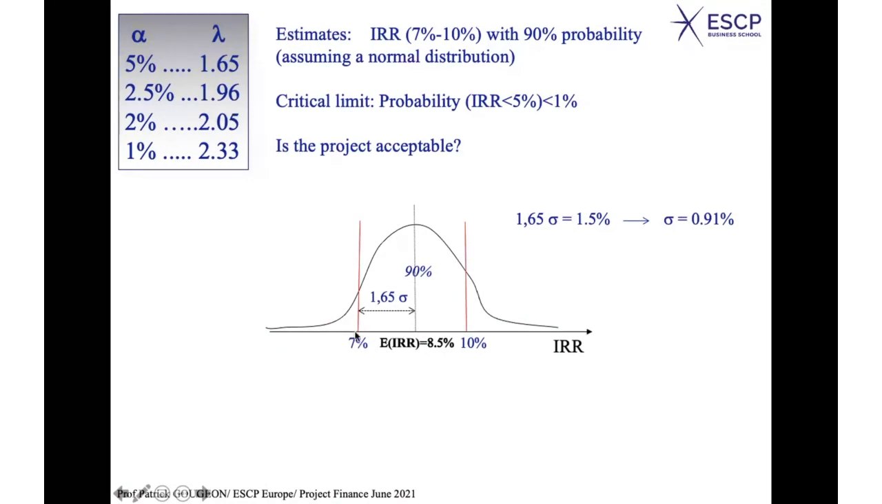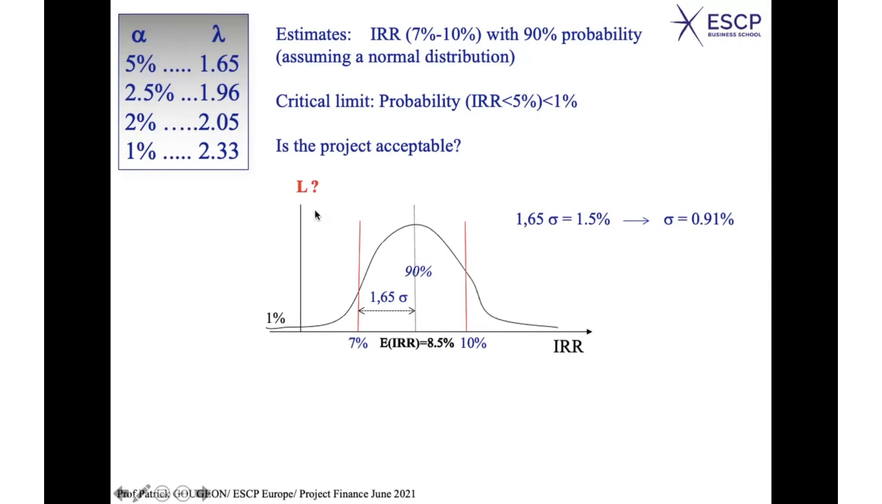Hence, you can consider that the standard deviation of the distribution of the internal rate of return is 0.91. That is 1.5 over 1.65. Okay. In other words, you are in a situation where the internal rate of return has a normal distribution with a mean of 8.5 and a standard deviation of 0.91. Now, is that acceptable? Where is your limit? Your critical limit is for 1%.